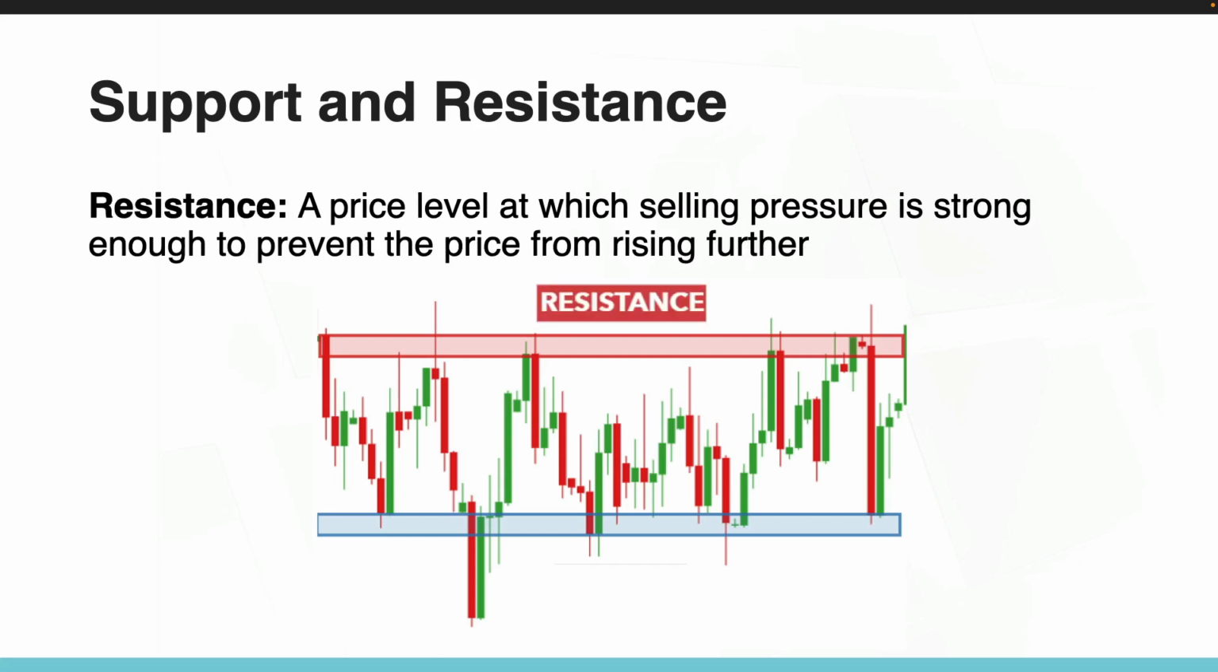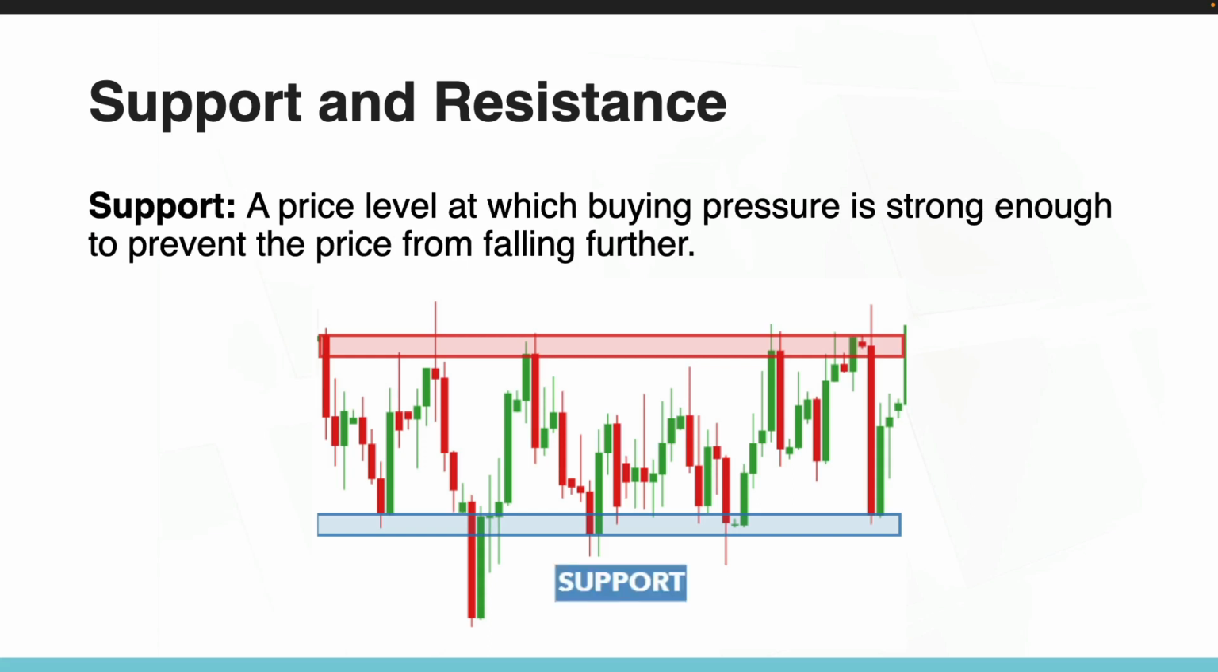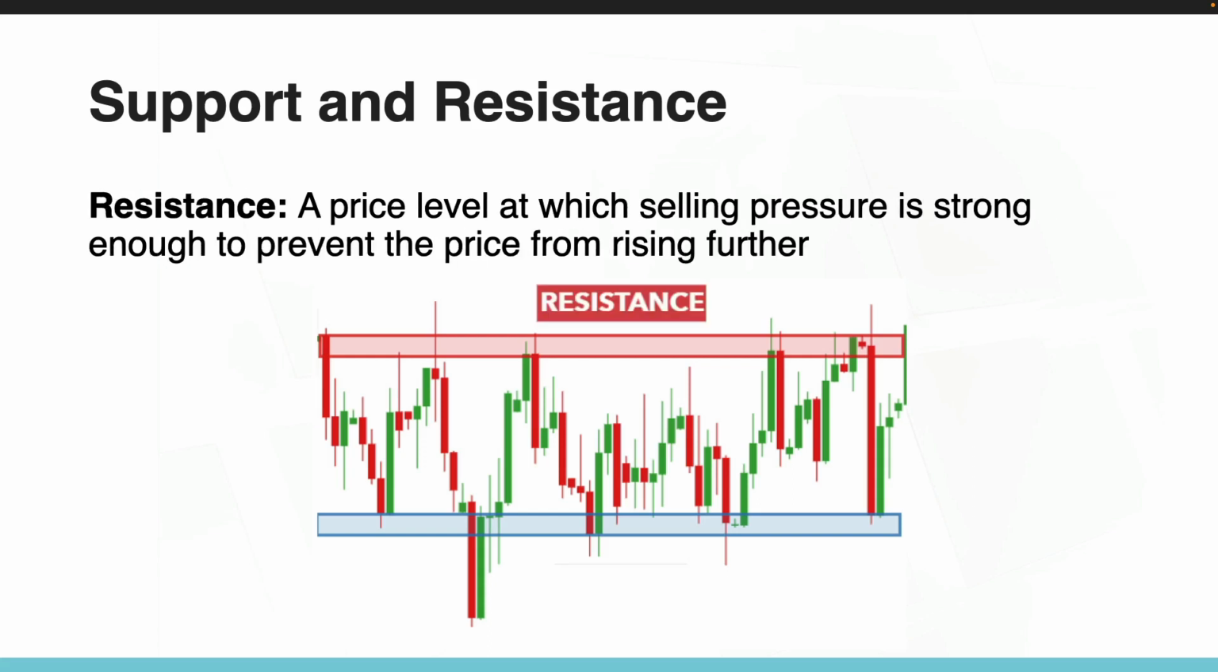And for resistance, that is a price level at which selling pressure is strong enough to prevent the price from rising any further, represented by the red rectangle over here. All right, so we have our support and we have our resistance. And when you have support and resistance, that creates a range.